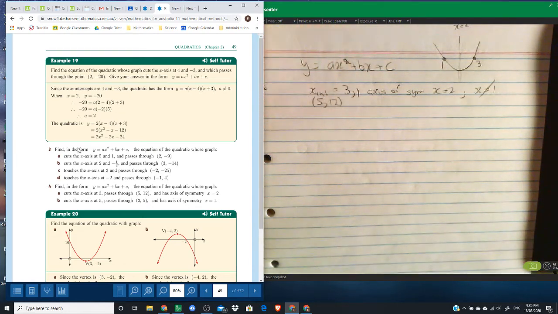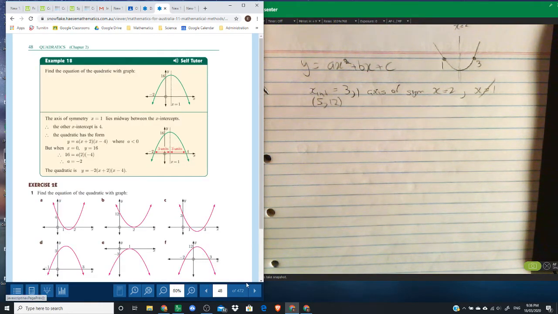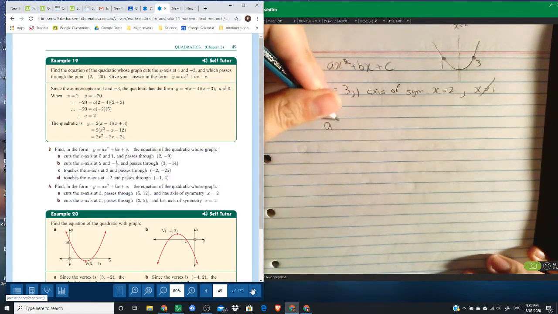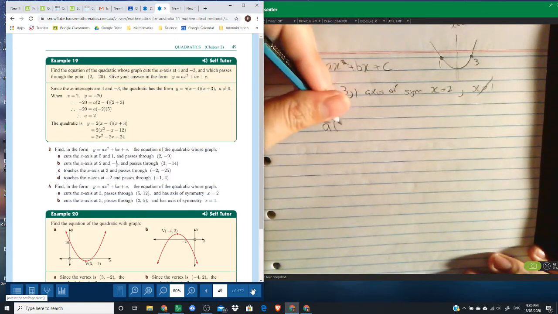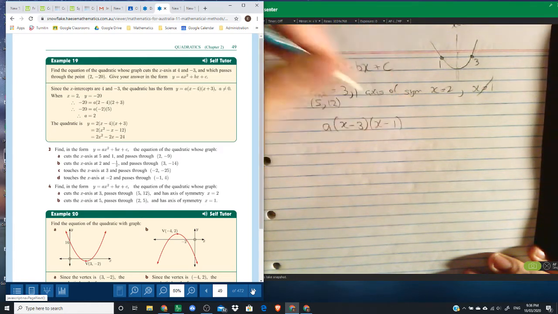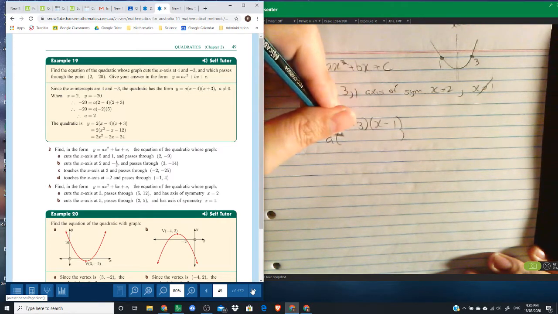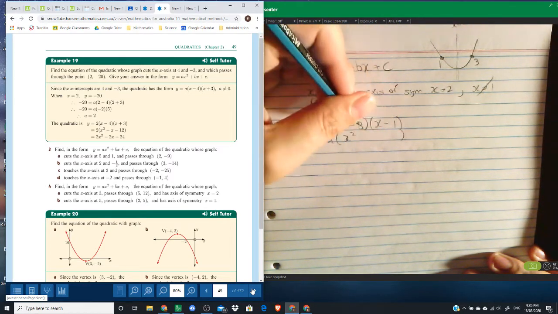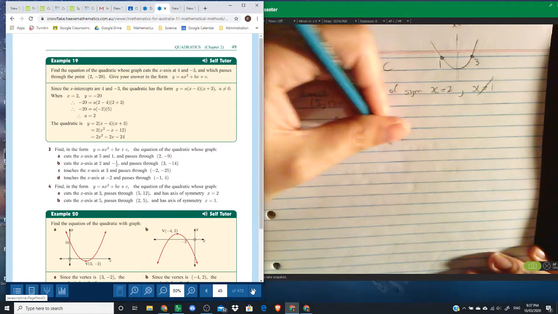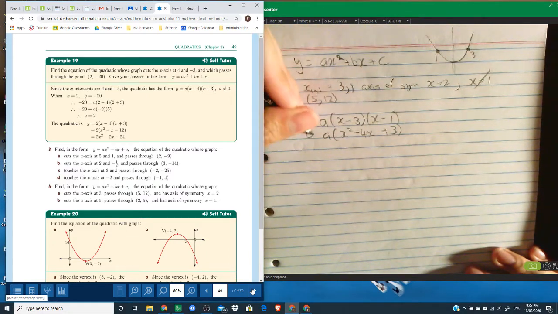So now, I don't think we've learned factorized forms. Yes, we have. Yeah, we did factorized forms in there. So let's write it out that way to start off with. Okay, so a times x minus 3 and x minus 1. Okay, expand that out. A bracket x squared minus 3 minus 1 is minus 4x plus 3. Okay. Now we'll just make that y for the time being.